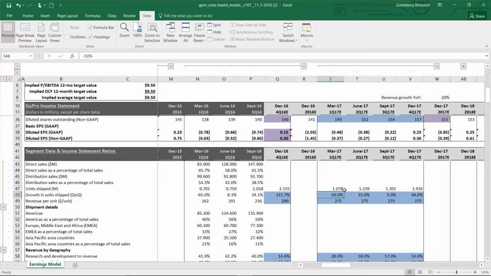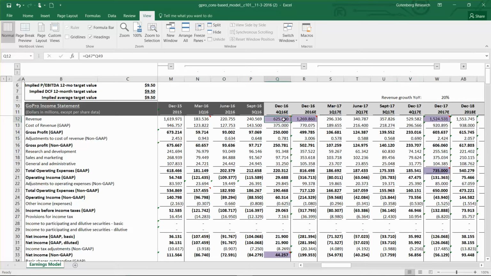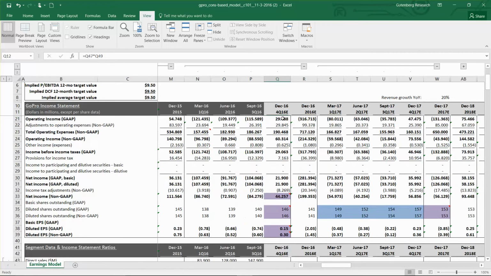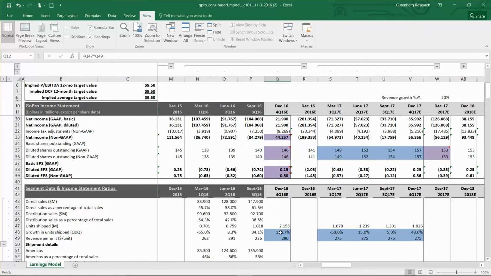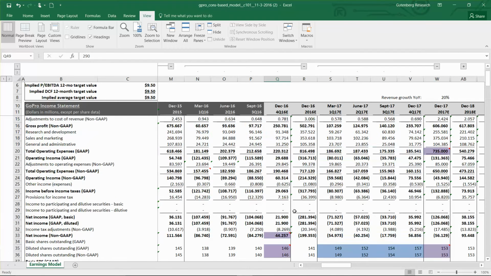And then we have the normal decline in the first quarter, stability in the second and third quarter of 2017, and then another increase in the December quarter of 2017. And you can see that we get back to management's guidance of $625 million based on our assumptions of units shipped and revenue per unit.